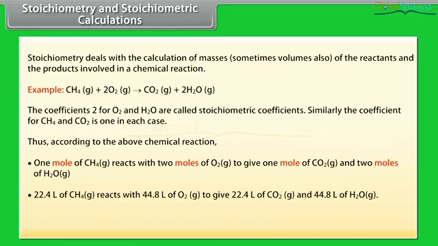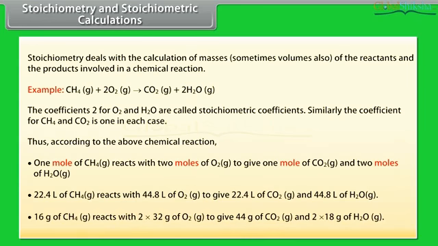22.4 liter of CH4 reacts with 44.8 liter of O2 to give 22.4 liter of CO2 and 44.8 liter of H2O. 16 gram of CH4 reacts with 2 into 32 gram of O2 to give 44 gram of CO2 and 2 into 18 gram of H2O.